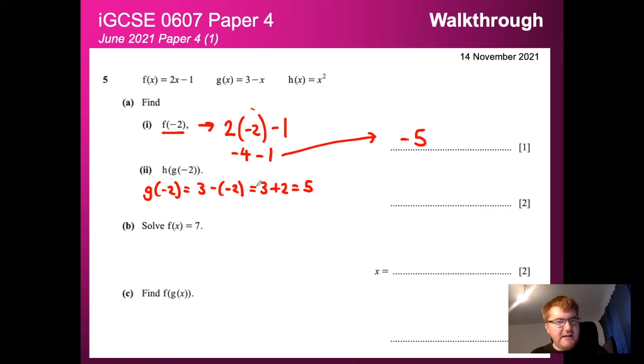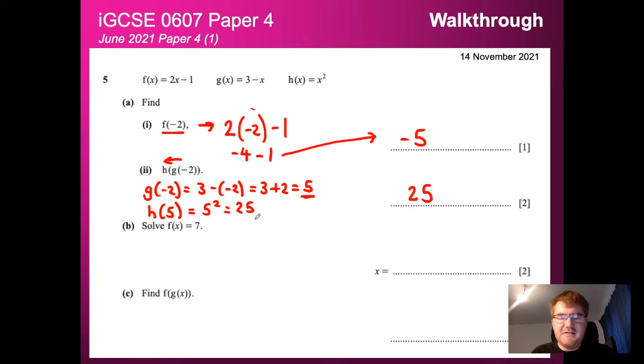Now this question is slightly different because we take that answer and put it into our h function. So we're going from right to left. Our final step is to work out h of 5. And then we put a 5 where the x is in our h function. And we get 5 squared, which is equal to 25, which we pop over here.